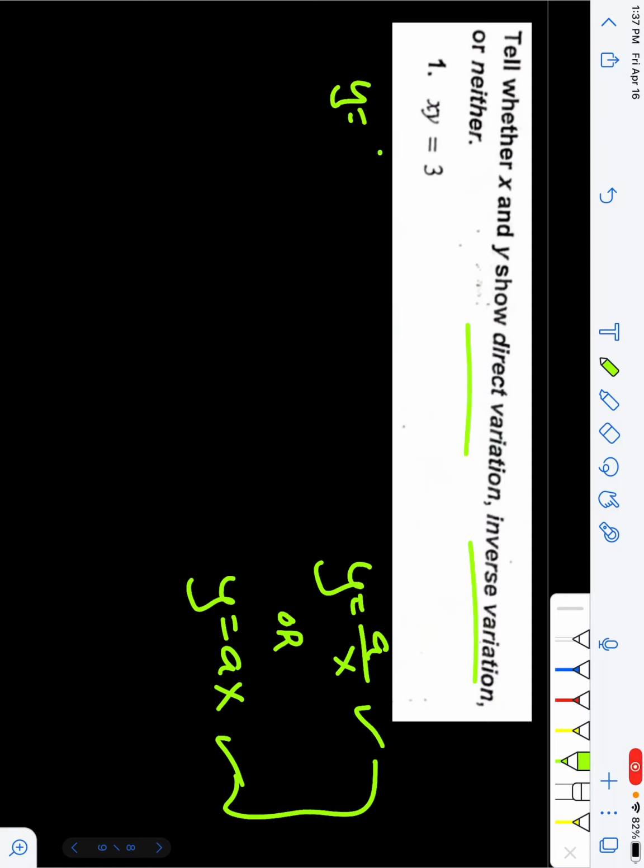So with this first one, we can solve this to be in the form y equals 3 over x. So that would let us know that it is inverse variation. That's it. That's all you're trying to do on those. Now, there's only a couple of them, so you can probably guess that we will use direct, inverse, and neither one time each.